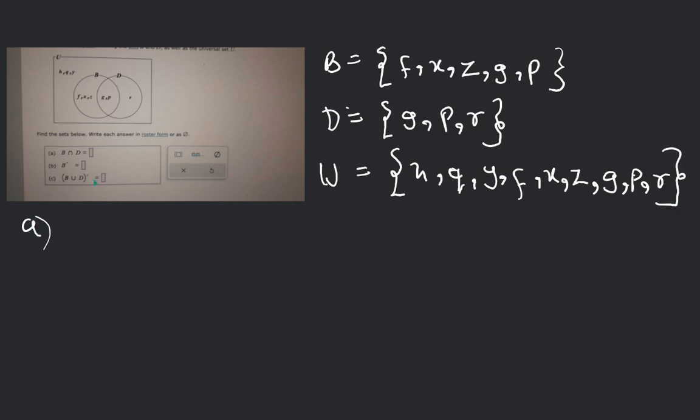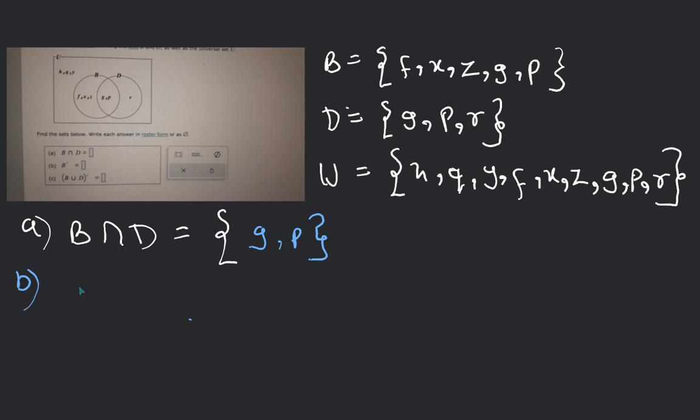So, will you give a try for the first one? B intersection D. And we have to put the answer in the roster form. So we'll write it as it is. Let's see, B intersection D. That means the elements which are there in both of them. G will be there, of course, and P. G and P. That's it. Yes, perfect.